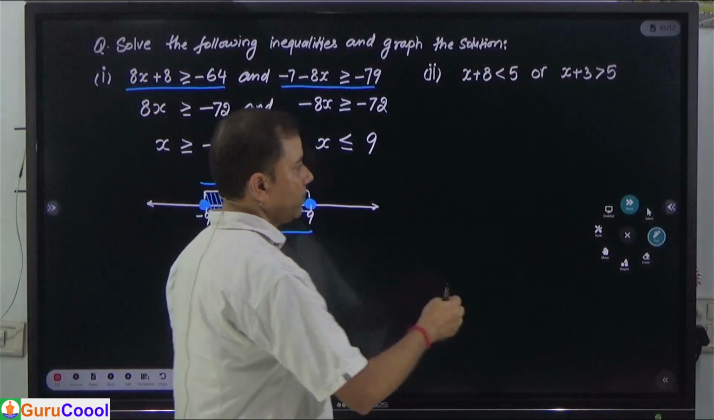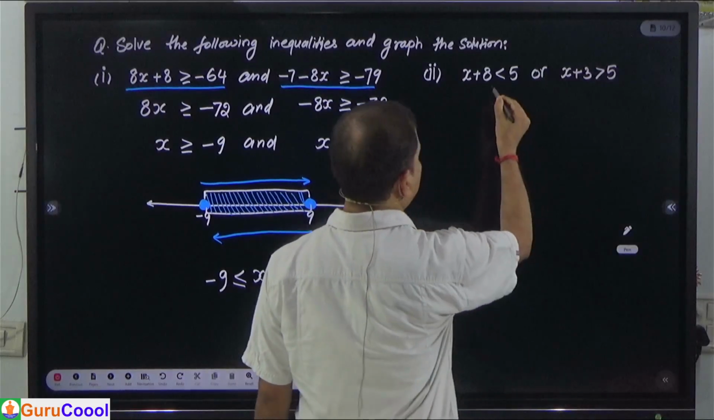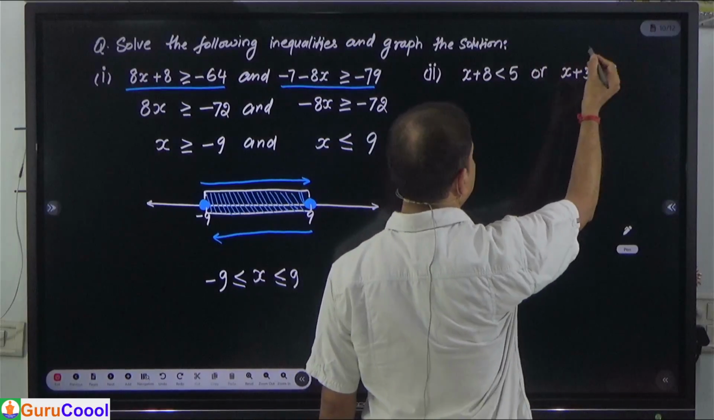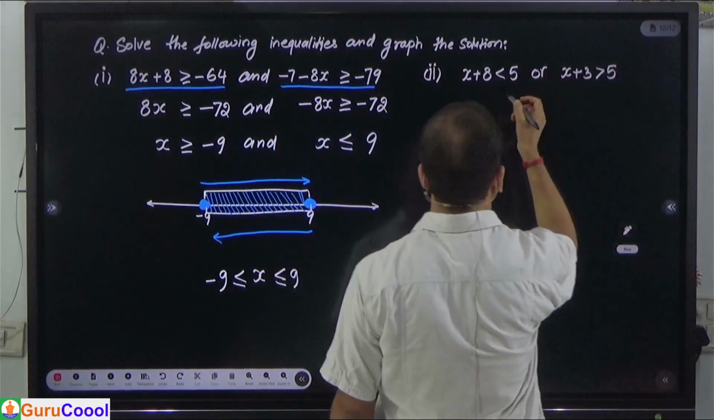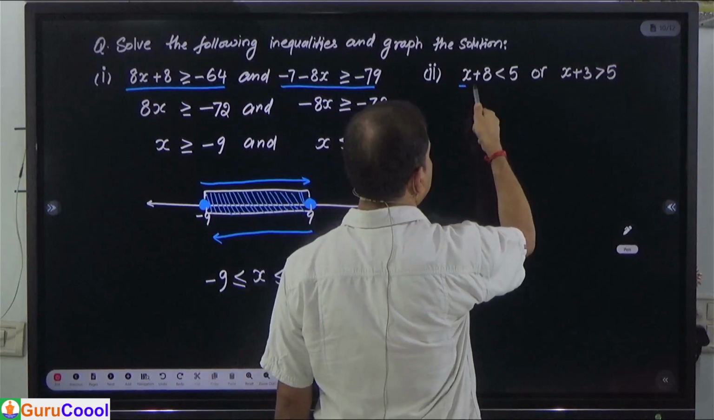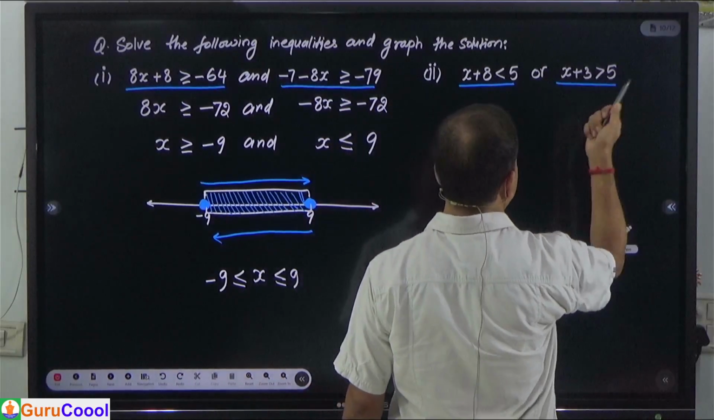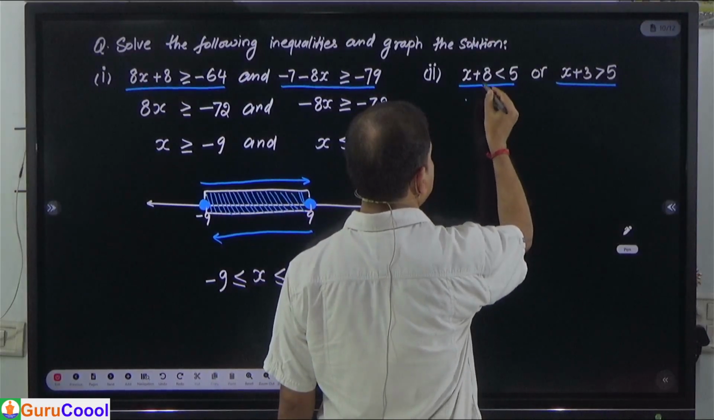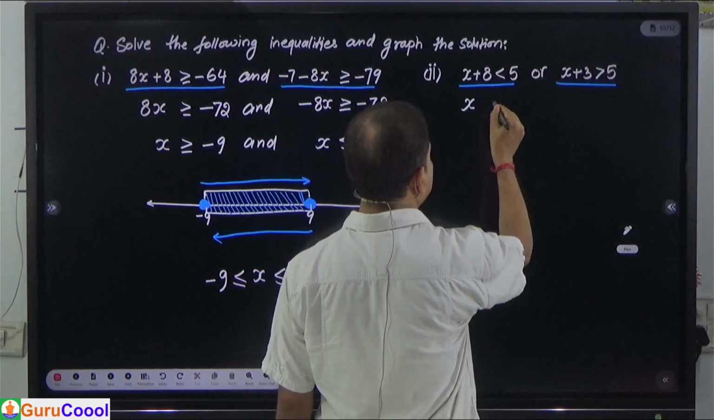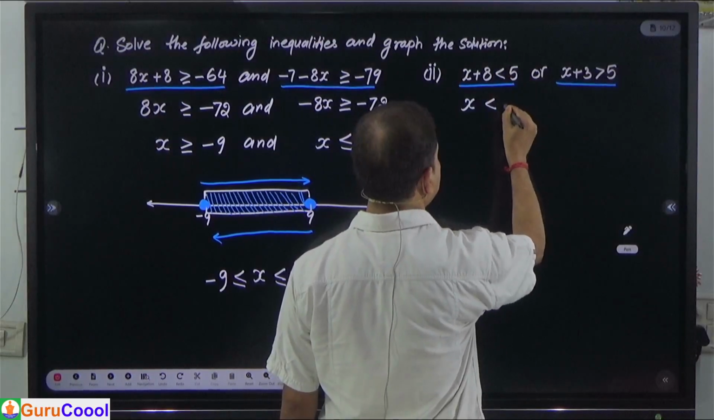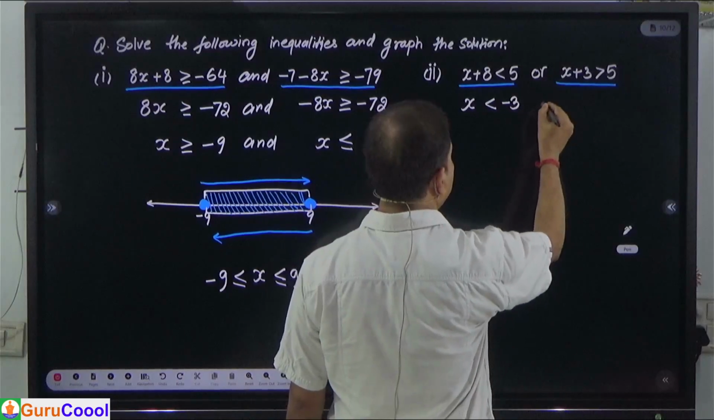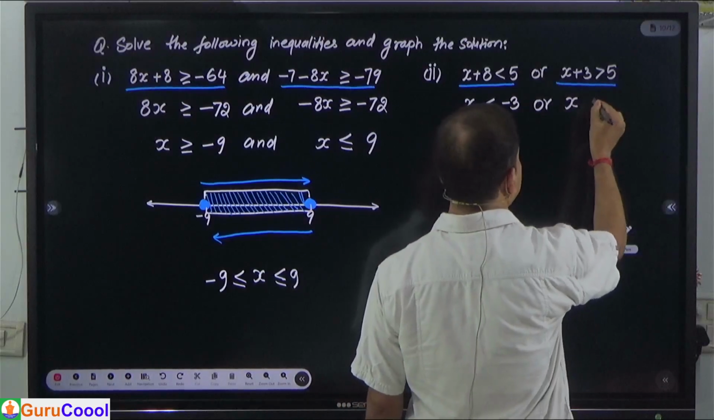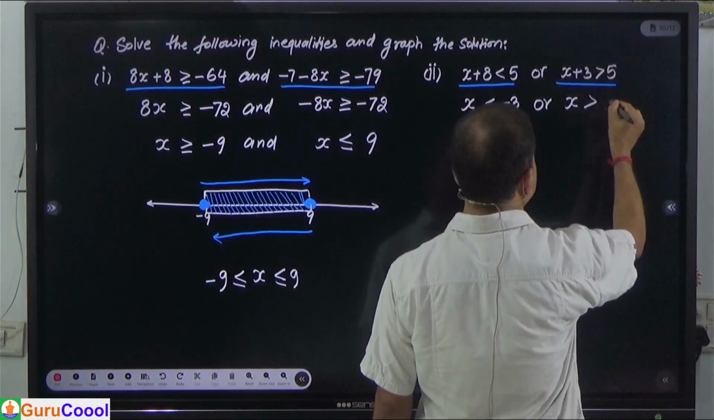Now come to the second one. x plus 8 lesser than 5, or x plus 3 greater than 5. Let's solve these two inequalities separately first, then we'll take the conclusion lastly. Subtract 8 from both sides. x is lesser than 5 minus 8, that is minus 3. Or here we'll subtract 3, so x greater than 5 minus 3, that is 2.